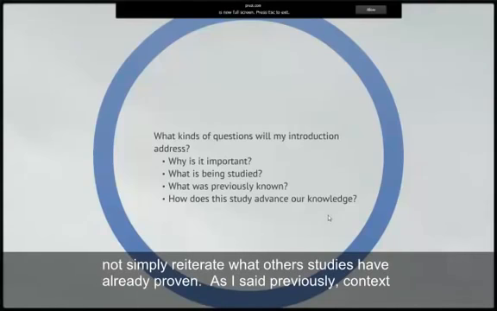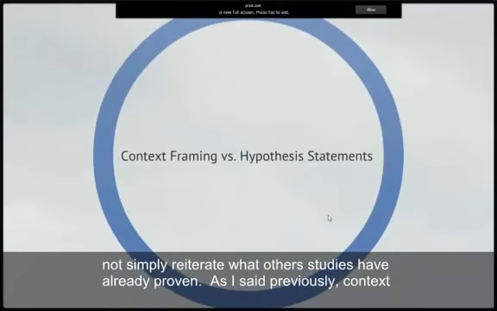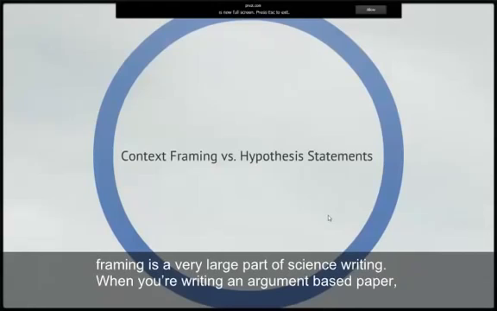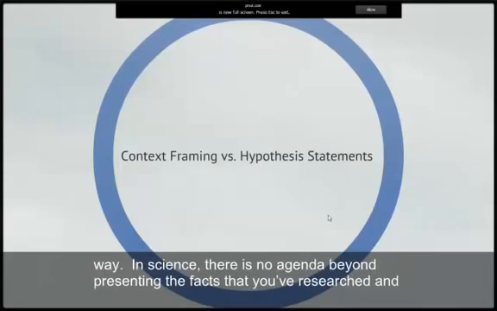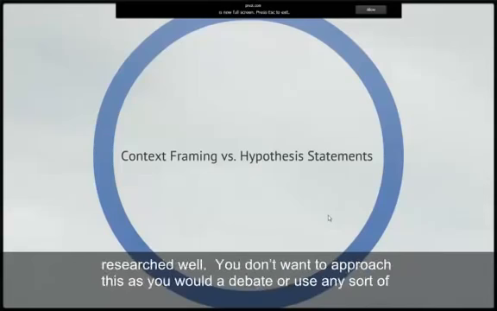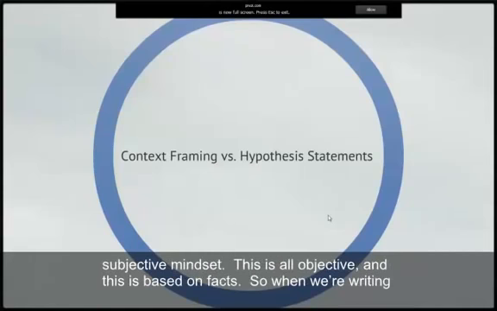As I said previously, context framing is a very large part of science writing. When you're writing an argument-based paper, sometimes you're trying to push a particular agenda or sway the reader to believe a certain way. In science, there is no agenda beyond presenting the facts that you've researched and researched well. You do not want to approach this as you would a debate or use any sort of subjective mindset. This is all objective, and this is based on facts.